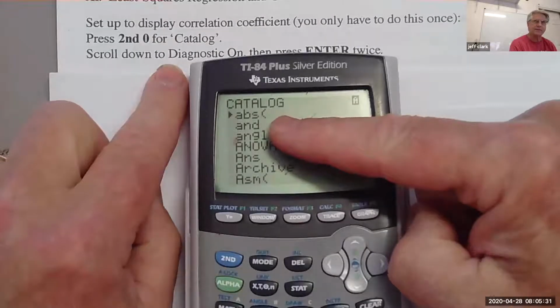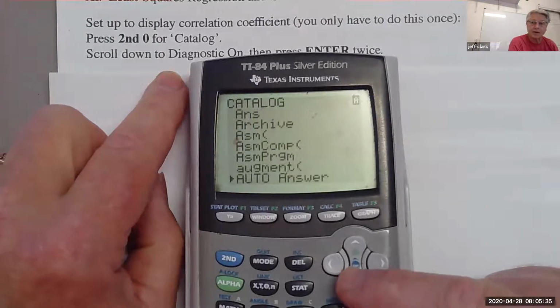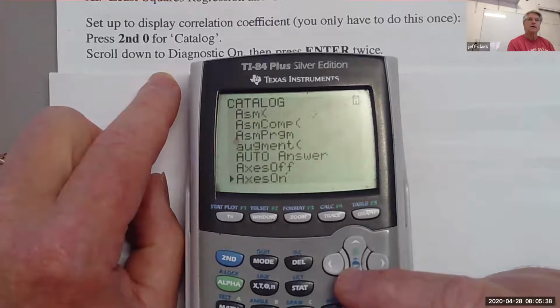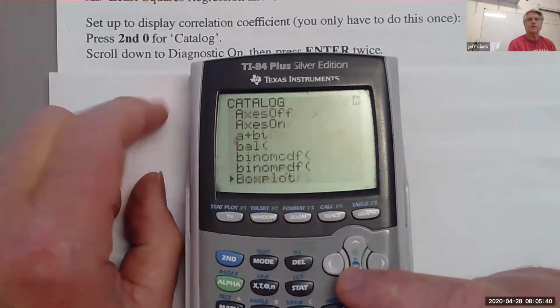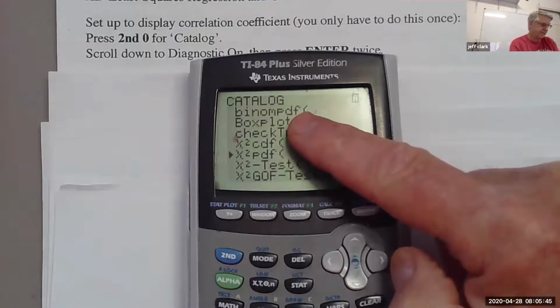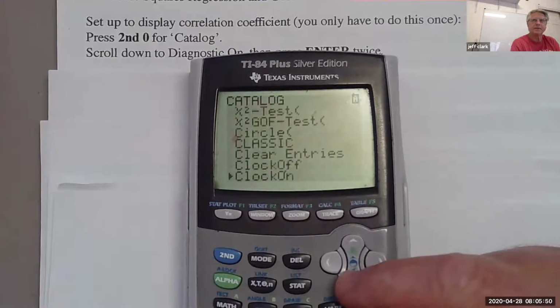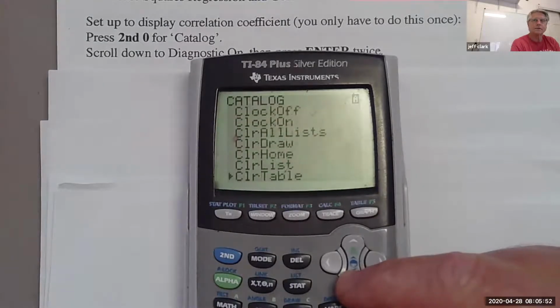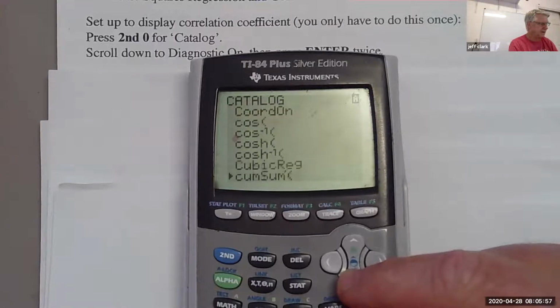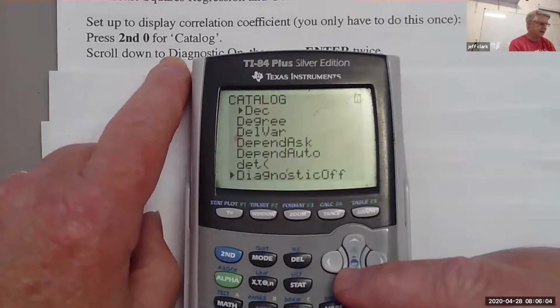This is a catalog of features or functions that the Texas Instruments 84, even the 83, has. I'm just going to keep scrolling. Oh, remember that binomial PDF? We saw that before in a different place. Keep scrolling down. I'm looking for the D's, getting closer. Okay, now I'm in the D's. I'm looking for diagnostic. Keep going. Okay, not the off. I want the one that's on. I want that one right there.